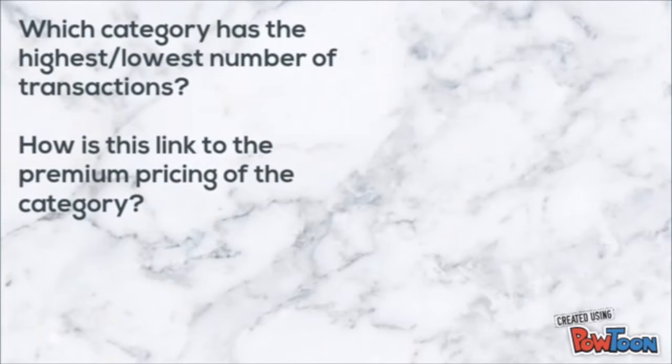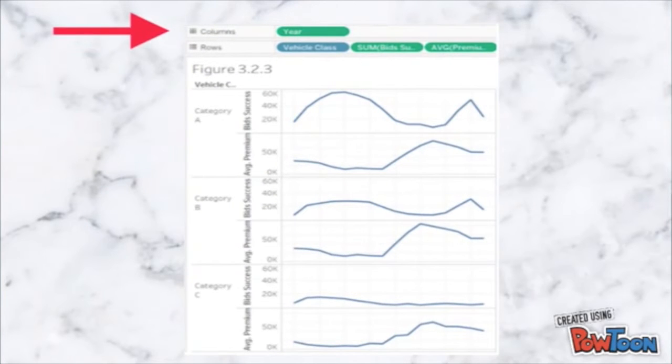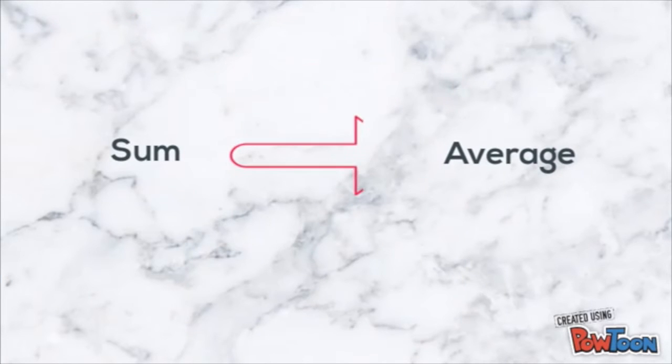Okay, next, which category has the highest or lowest number of transactions? How is this linked to premium pricing of the category? To find the answer, we drag the year dimension to columns and vehicle class dimension to rows, and bid success and premium measures to rows. We change the measure for premium from sum to average.